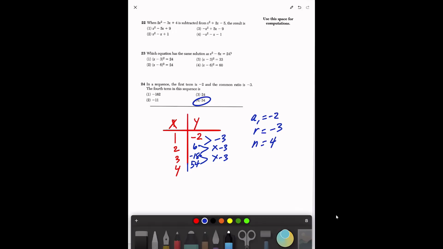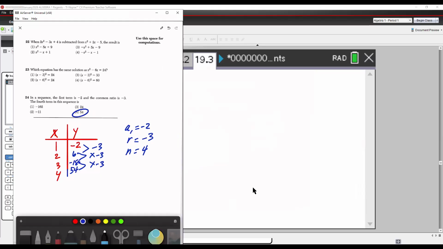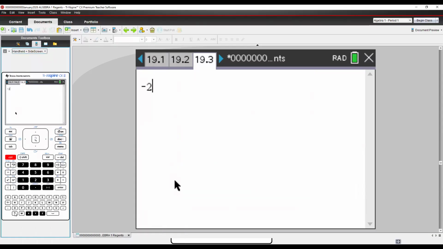So watch, I'm just going to grab the calculator now and store those numbers and use that computation. First thing, I'm going to take -2 and store that into the first term, the A1. So that's my A1 variable. And then I'm going to take -3 and store that into R, which is the common ratio. Oops, not K, I want that to be R. Press enter. And then I want to take 4 and store that into N, which represents the term, right? And then from here, I'm just going to use that formula.